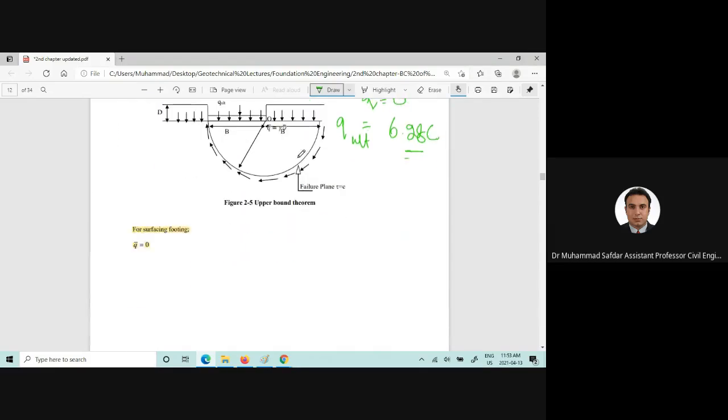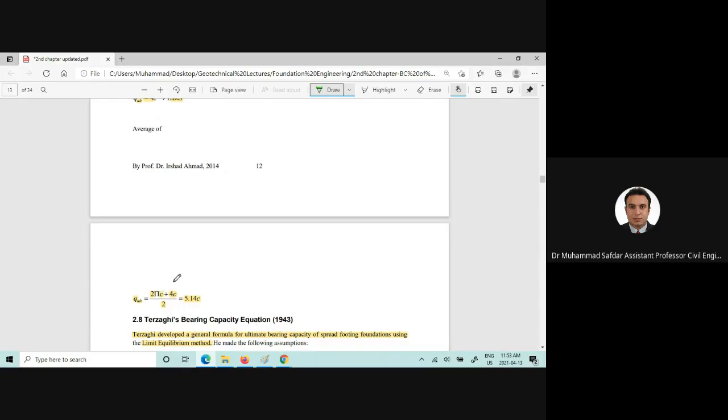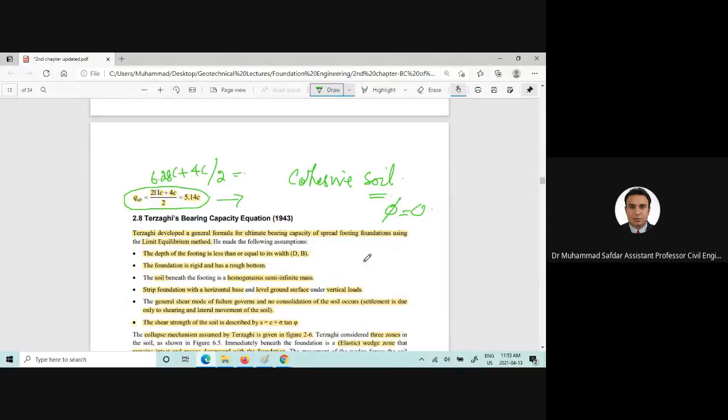Okay, now if you want to take the average of the surface loading, for example 6.28 c plus 4 c divided by 2, you can estimate the average bearing capacity of cohesive soil when phi is equal to 0. So that was the basis of how we can get the bearing capacity of the soil.